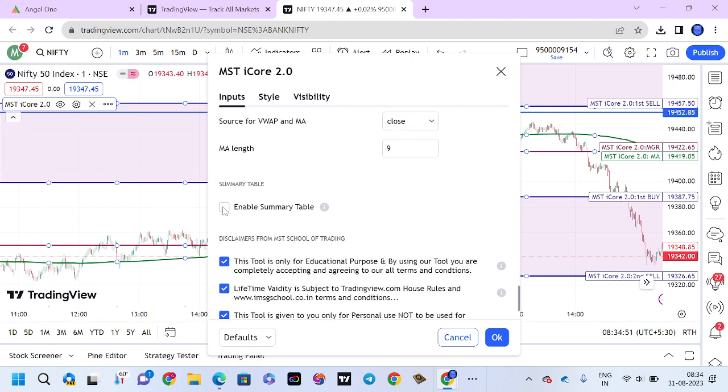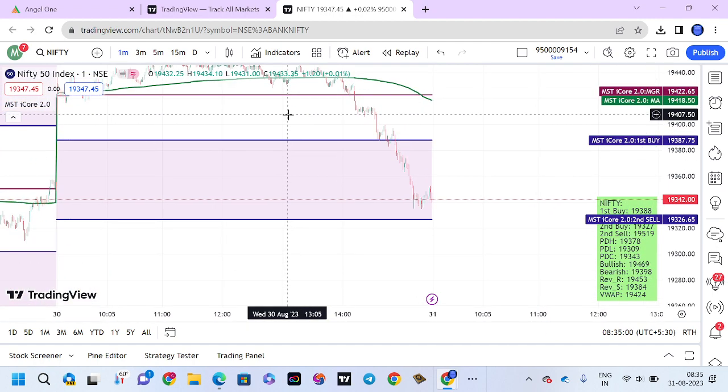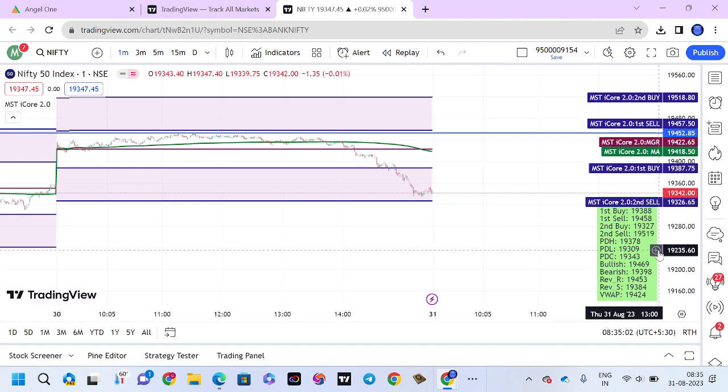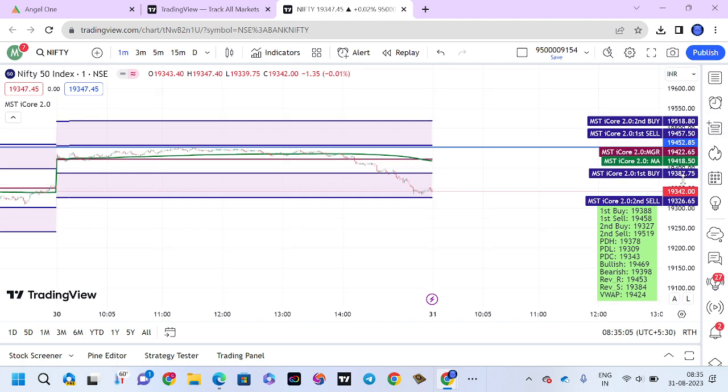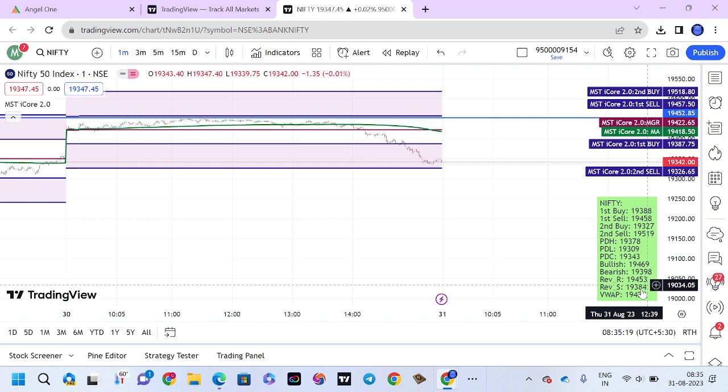And this is another important feature we have given: enable summary table. What is this enable summary table? You don't have to look for PDH and PDL. I could not make any lines here because of the shortage. Already I have used more than 70 plot shapes. I mean lines, only 60 to 70 are allowed. So I have used the maximum. So here PDH, though it is not there as a line, I have added here. You can see what the PDH value is. That is previous day high. PDL, previous day low. PDC, previous day close, 19,343.